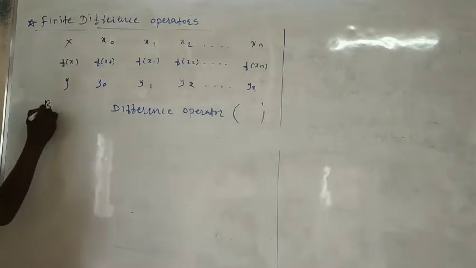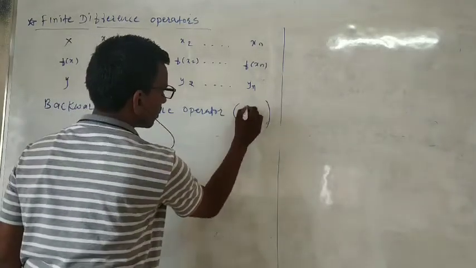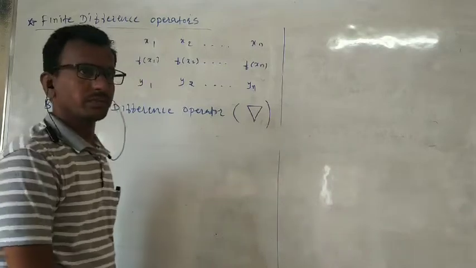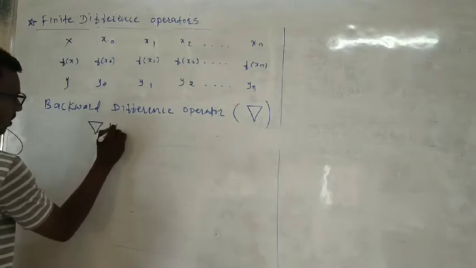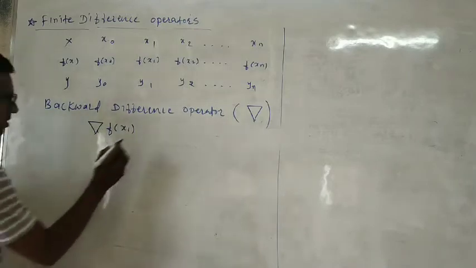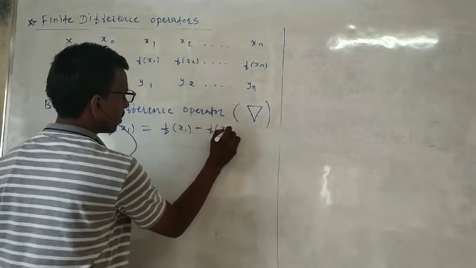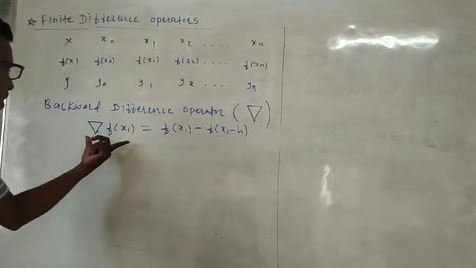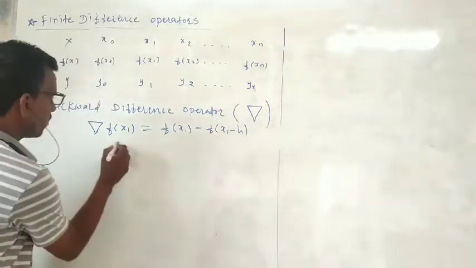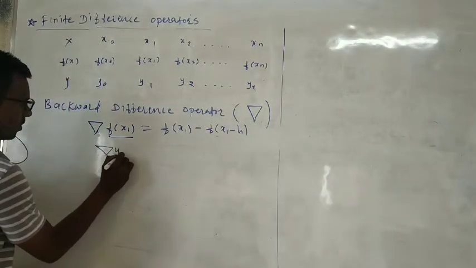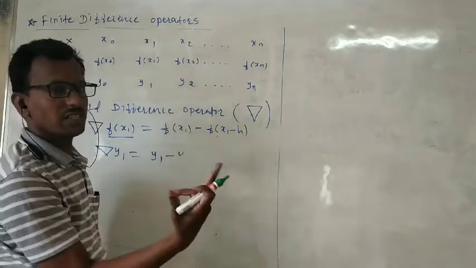Backward difference operator is denoted like this. Okay, and it is defined as backward difference operator of f of x1 is equal to f of x1 minus f of x1 minus h. This f of x1 is y1. So this is y1 minus f of x1 minus h, which means x0, and f of x0 is y0.